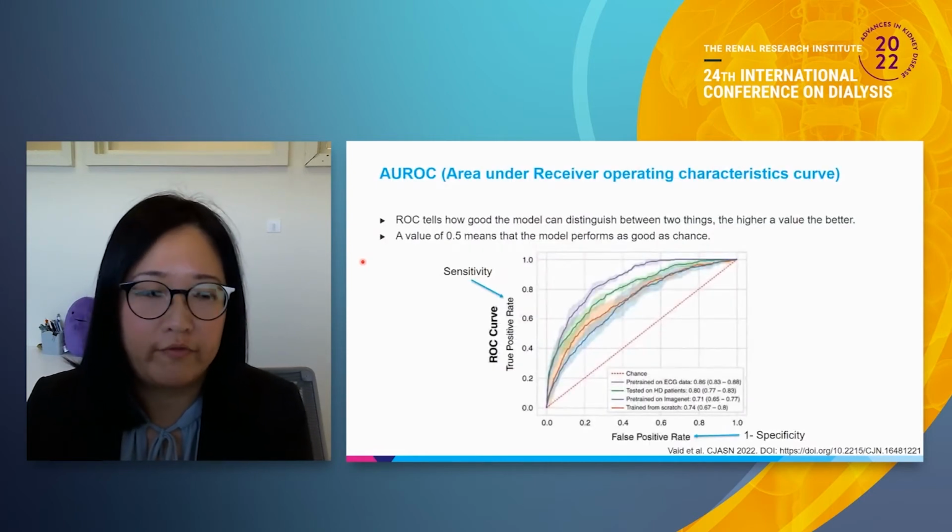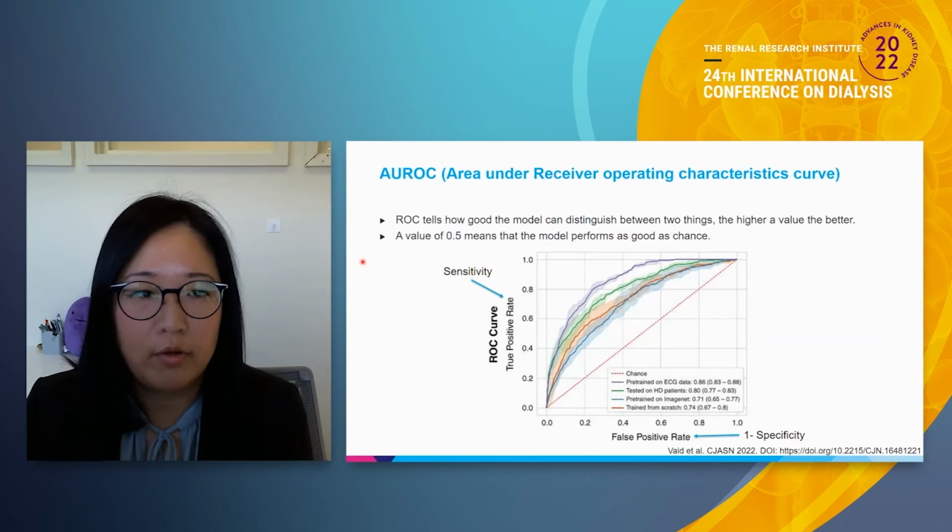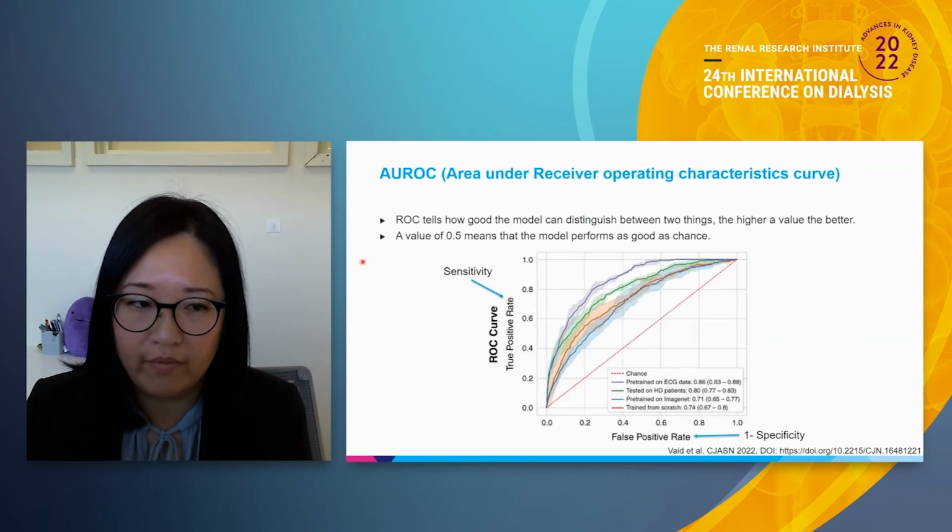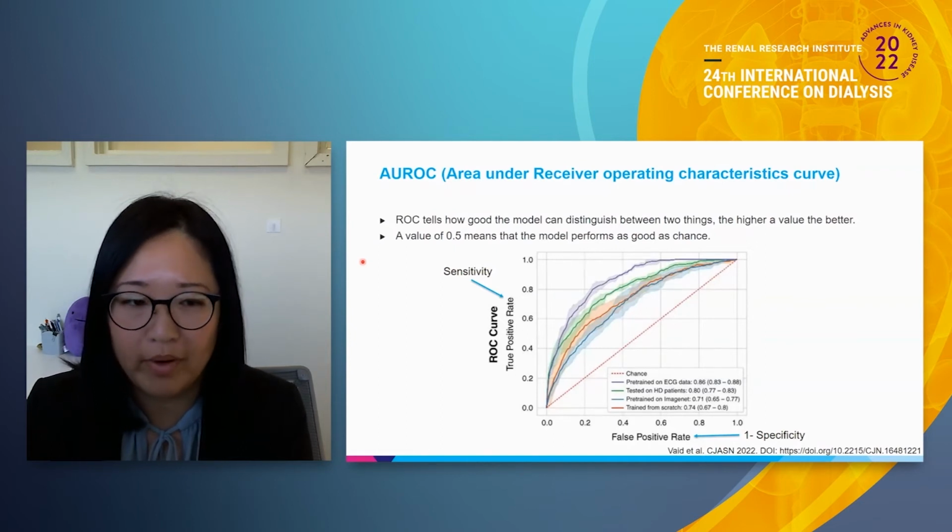This is also another familiar metric. This is the area under the receiver operating characteristic curve. And the ROC tells us how good the model can distinguish between two things, where a higher value is better. A value of 0.5 indicates chance. So if a model has a 0.5 or close to 0.5, it means that your model is not performing any better than chance.